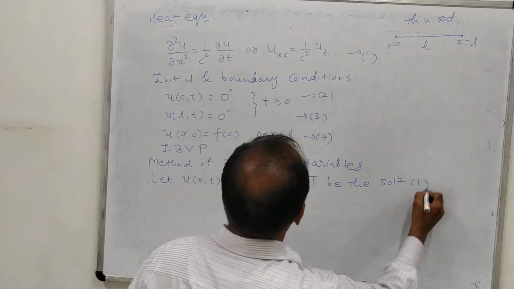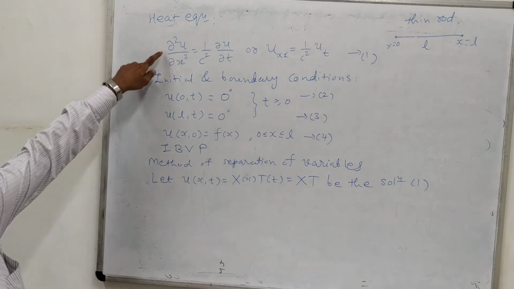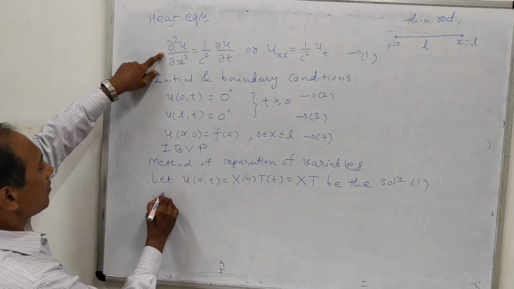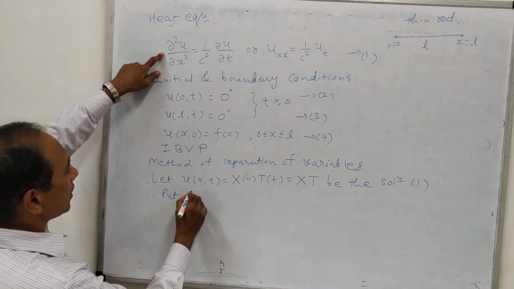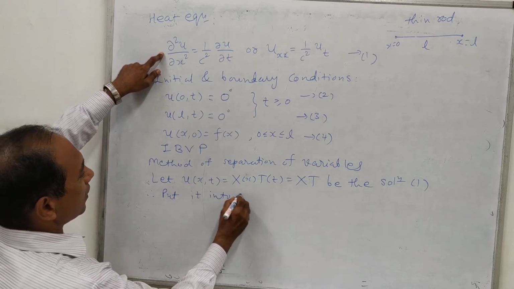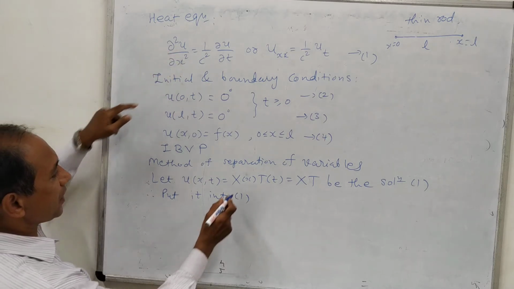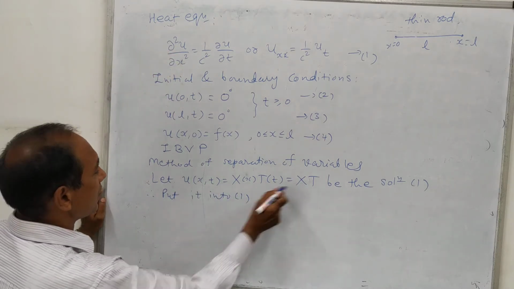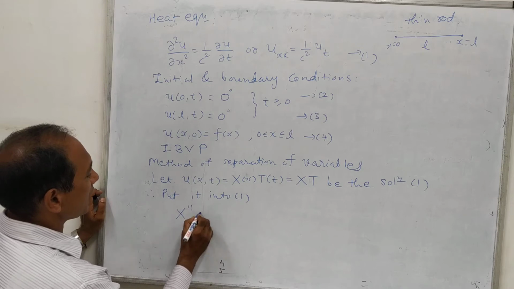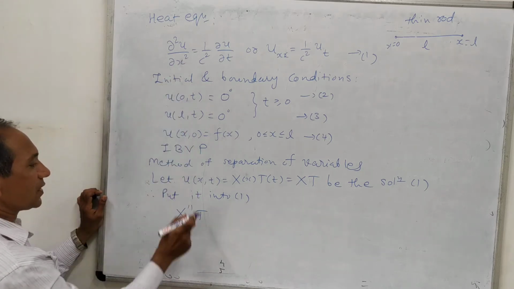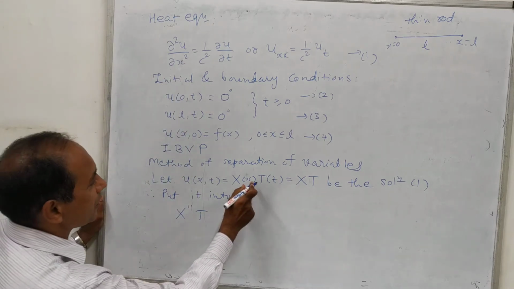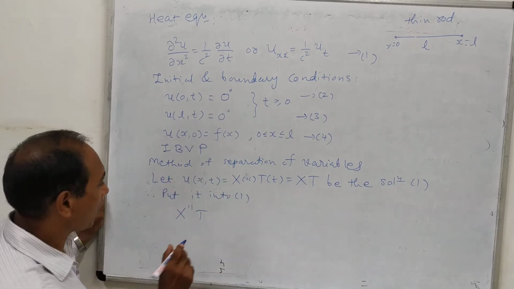As it is the solution of 1, it must satisfy equation 1. Therefore, we put it into 1. The second derivative in terms of x of this u will give us X double dash into T, because when we differentiate with respect to x, T remains constant, since capital T is a function of t only.